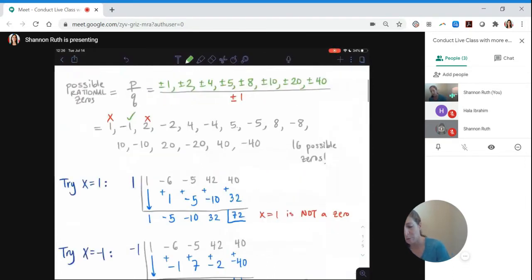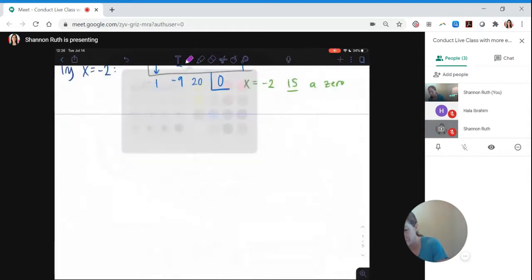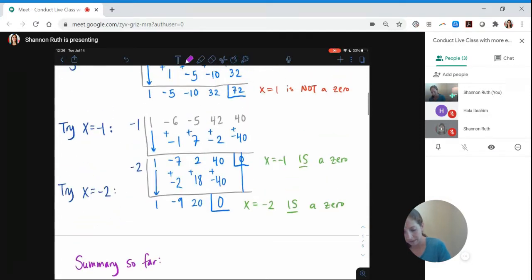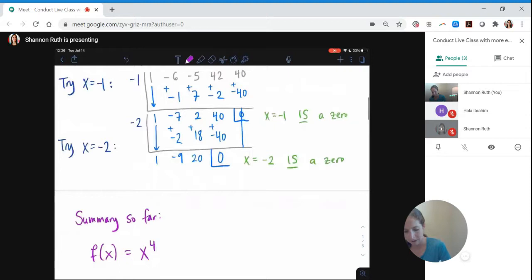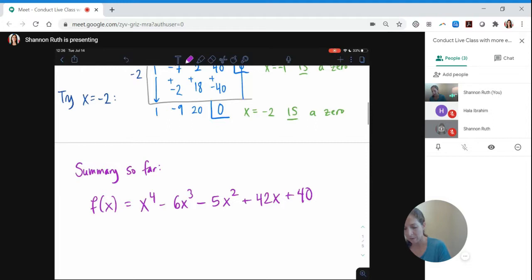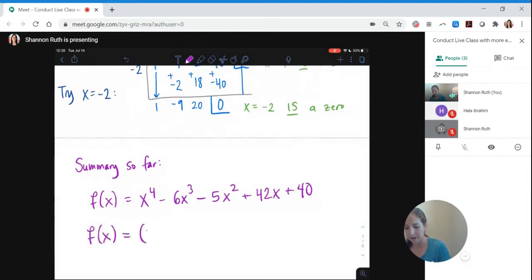So our original polynomial, just to summarize where we are, was f of x equals x to the 4th minus 6x cubed minus 5x squared plus 42x plus 40. When we found our first 0, it was x equals -1. And x equals -1 implies the corresponding factor would be x plus 1, right? If you have a factor of x plus 1, that creates the 0 of x equals -1.